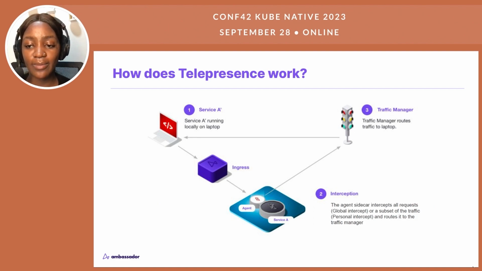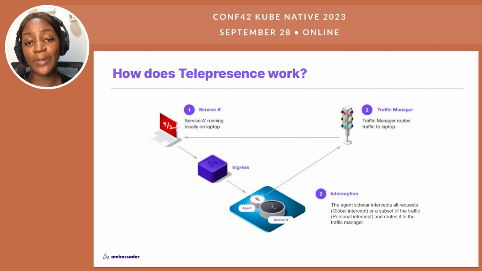So here's a diagrammatic architecture of how Telepresence works, right? Let's say you have a service called Service A Prime running locally on your computer, and another service called Service A running in the cluster. Whenever a request comes in through the ingress, it's going to hit the sidecar agent, which has been added by Telepresence. And once it hits this sidecar agent, it's going to direct all the traffic coming here to the traffic manager, which would then reroute it to your laptop. And of course, that's in the case of a global intercept.